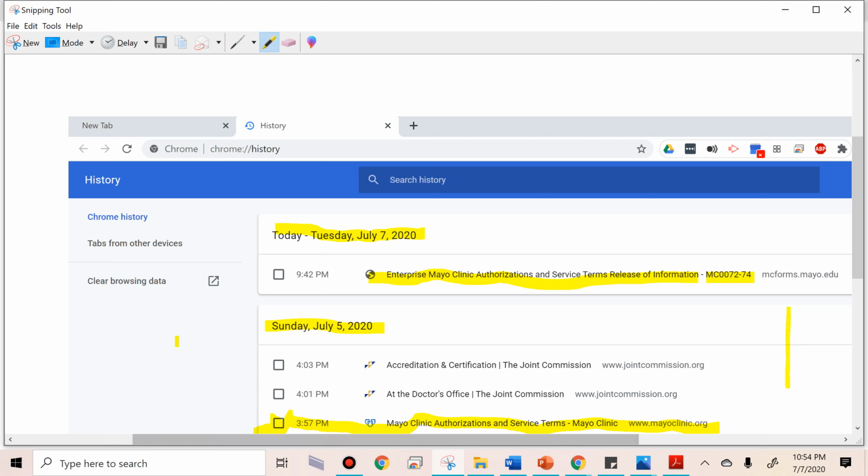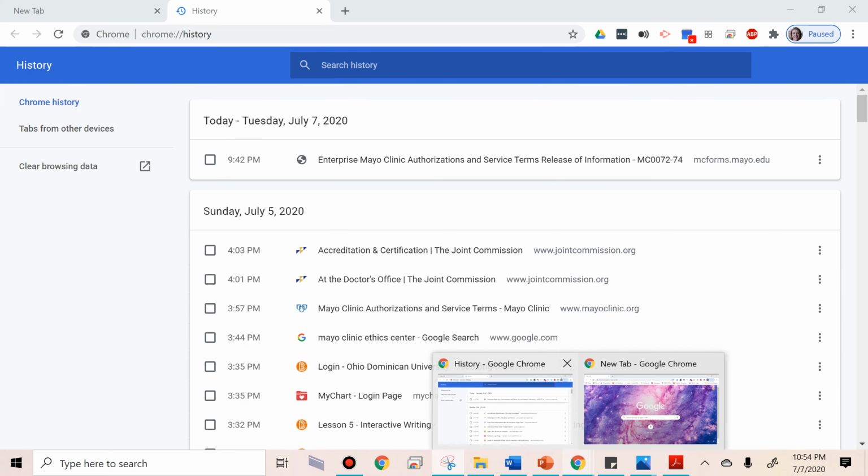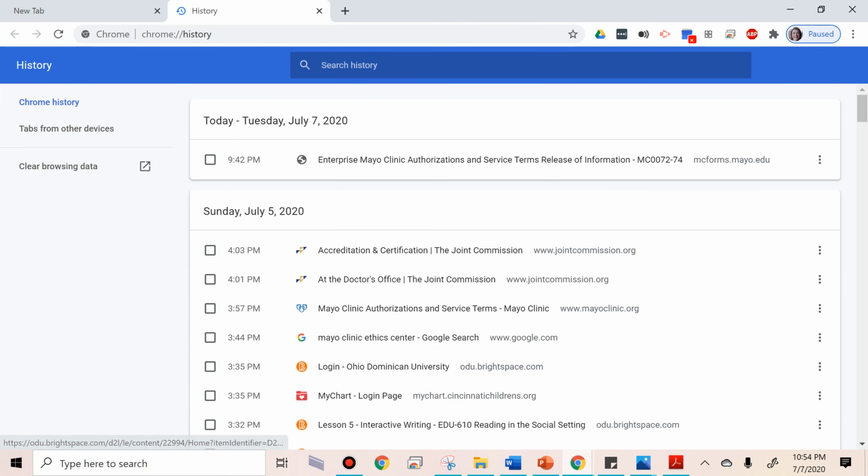So I'm going to take you to the history now so that you can see this, because some of you might be thinking, no big deal. Maybe you got it from a different place. Well, I didn't. So now I've taken off the highlights, but it's the same thing that you can see. I've gotten rid of all of my other browsing history, so it's not cluttered. So you can see on July 5th, I went to Mayo Clinic Authorizations and Service Terms. And then I went back there today, and now it's got this number.